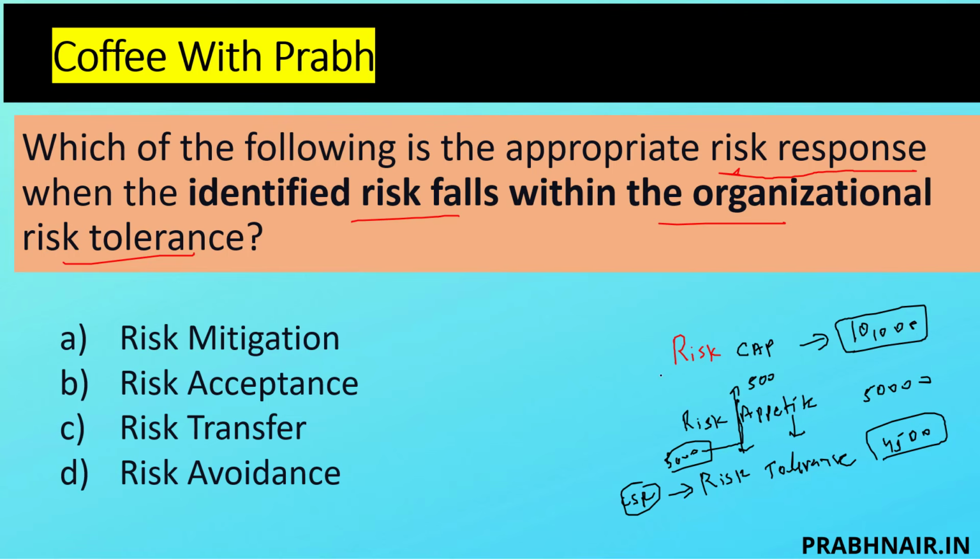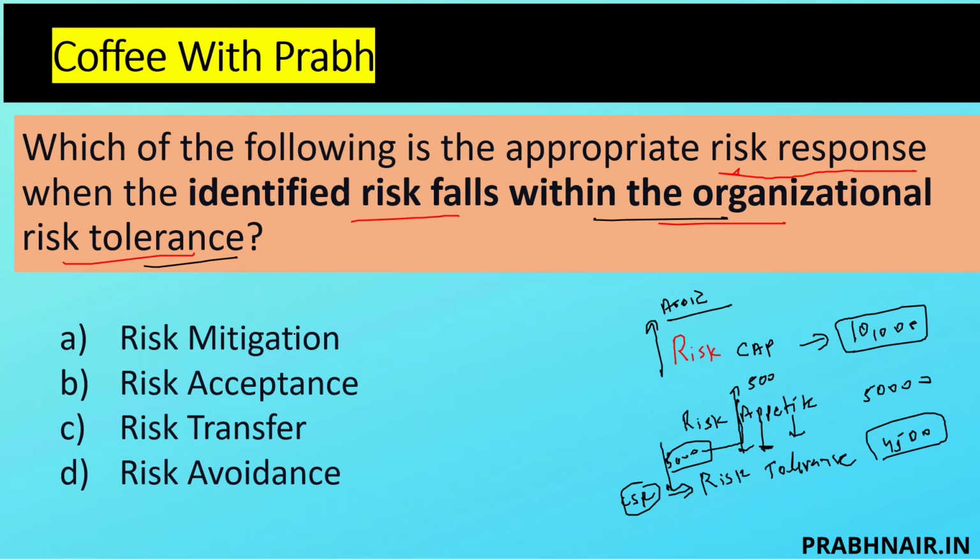So any risk that goes beyond the capacity, we avoid, and any risk that comes below the appetite, we accept. But in this question, what it says is: which of the following is the appropriate risk response where the identified risk falls within the organization's risk tolerance, within the risk appetite.